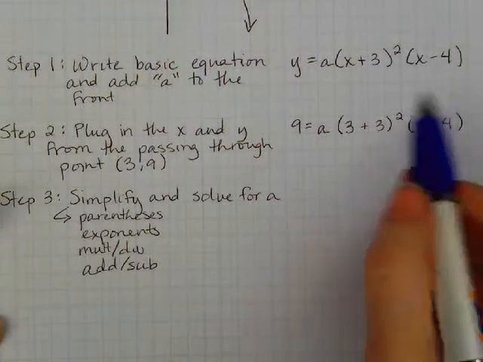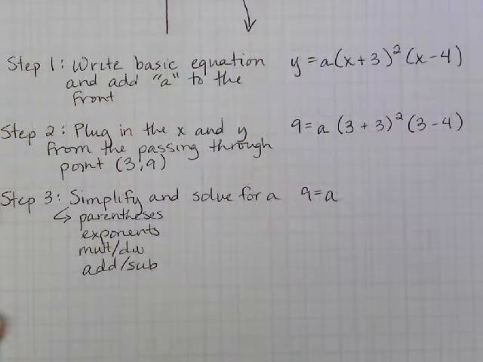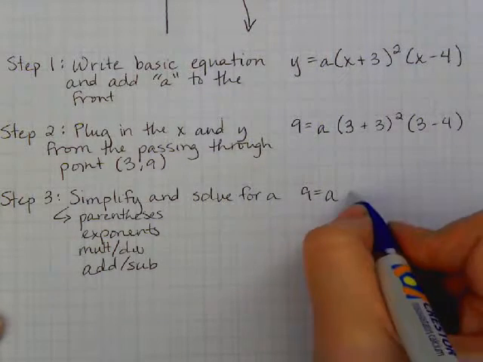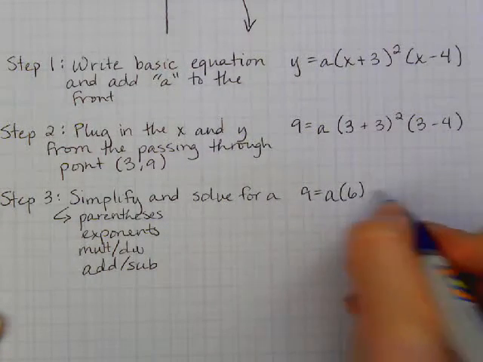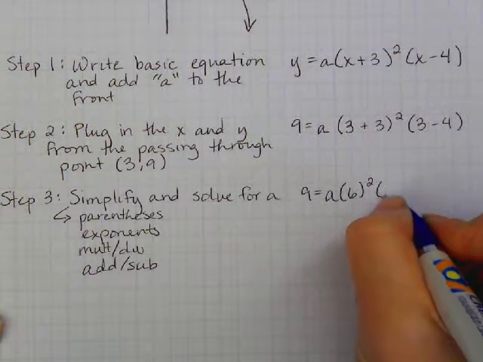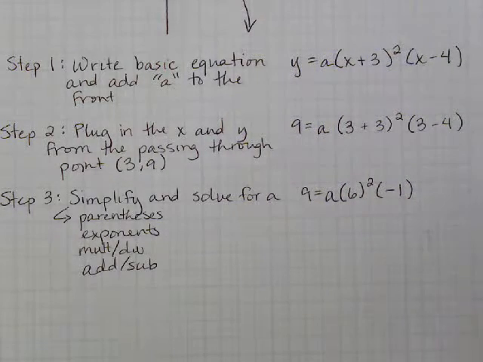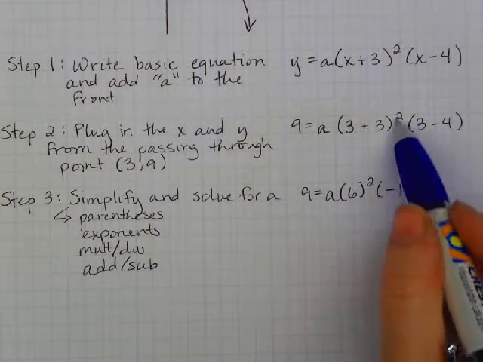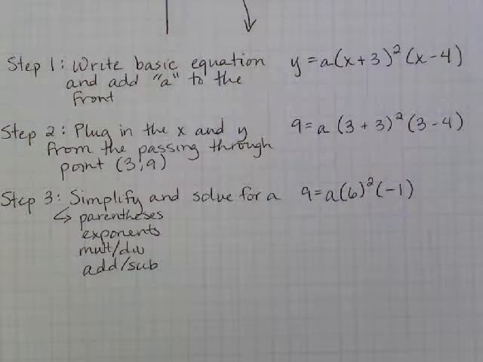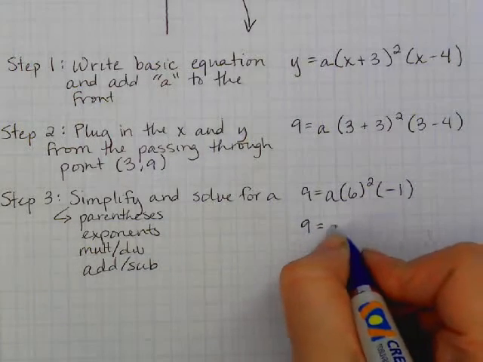Then I'm going to do my exponents. So 9 equals a times 36 times negative 1. And then 9 equals a times negative 36. I'm keeping parentheses around that negative 36 because I don't want it to look like that's a minus 36, because then people make the mistake of adding 36 to both sides, and you don't want to do that. This is a times negative 36, so what's your next step going to be? Divide by negative 36.